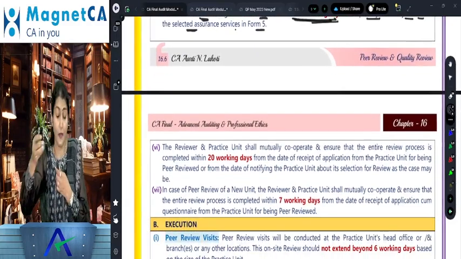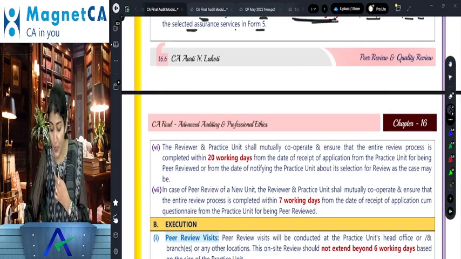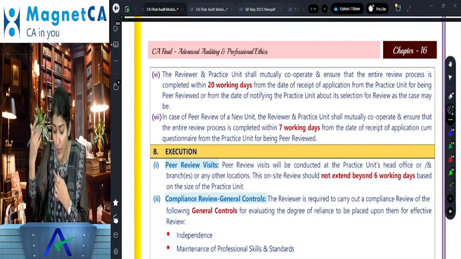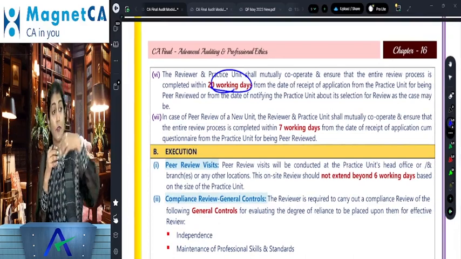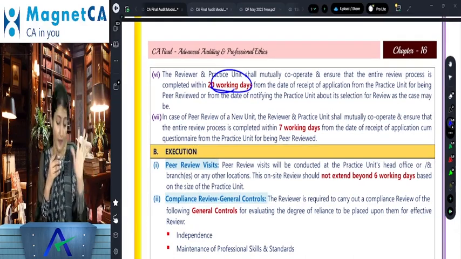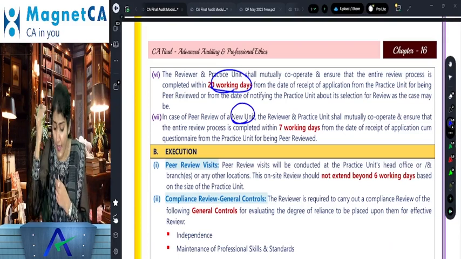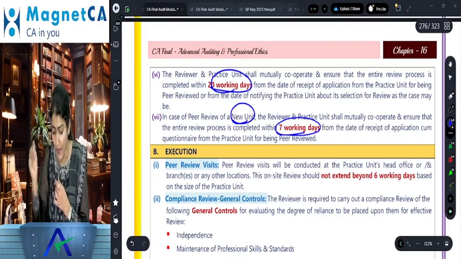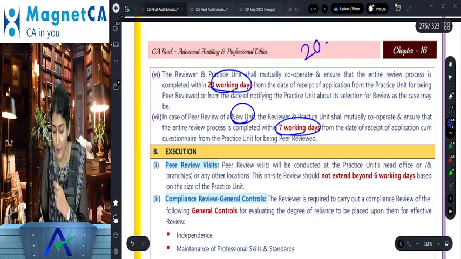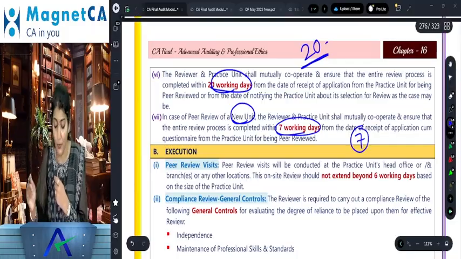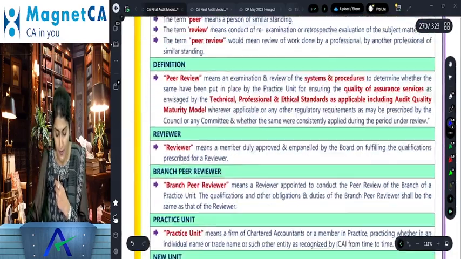Then what does it say? The entire peer review process, from the day of the submission of the Form 1, the intimation to the practice unit, up to the date of the issue of the report, should be completed within 20 days. Earlier it used to be 60 days. Now they've brought it down to 20 days. And then what does it say? For a new unit, the entire peer review process should be completed within 7 working days. So for an existing practice unit, the peer review should be completed within 20 working days, and for a new unit, within 7 working days, right?